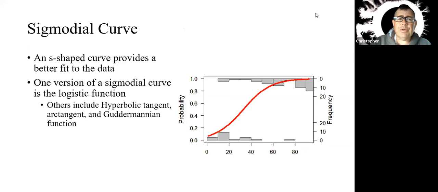Now, the relationship that we're actually dealing with is best expressed with what's called a sigmoidal curve. A sigmoidal curve is an S-shaped curve that provides a better fit for our data. You can see a graph here using a sigmoidal curve, and you can see how we're catching a lot more of the points in our graph with that S-shaped curve. For those who are into math, one version of the sigmoidal curve is the logistic function. Other versions of sigmoidal curves are the hyperbolic tangent, the arctangent, and of course the Gudermannian function. I know absolutely nothing about any of those except that it said that on Wikipedia.